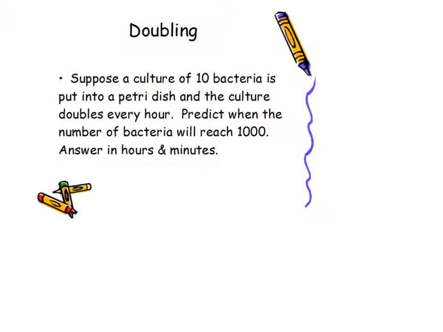All right, another weird type of problem, it's a doubling problem. Suppose you have a culture of 10 bacteria put into a petri dish. The culture doubles every hour. Predict when the number of bacteria will reach 1,000. Answer in hours and minutes.